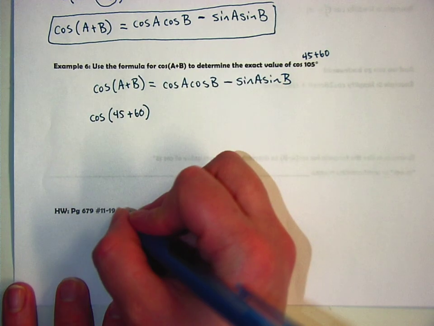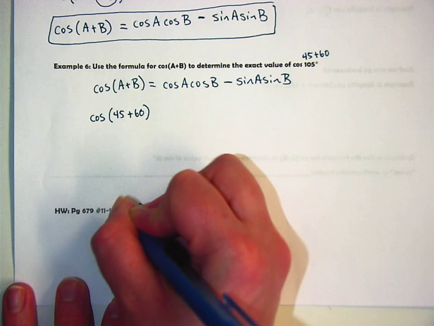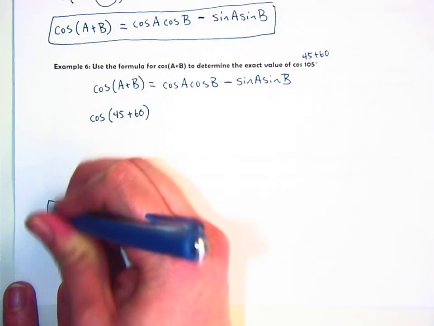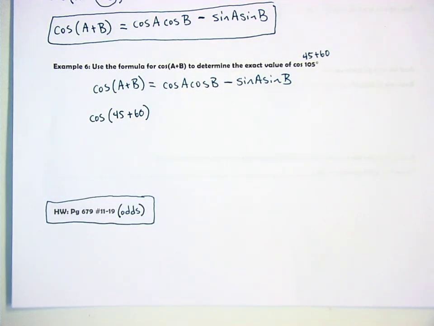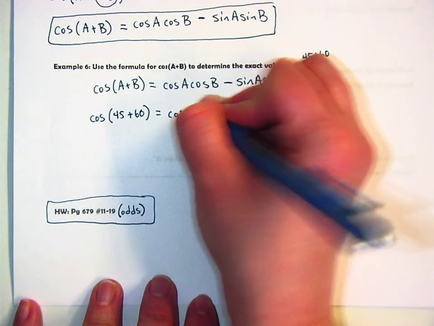And then you know what? I'm going to cut this assignment in half, because you guys did a great job today and nobody wants to do a lot of homework. So please change the homework assignment on the bottom from page 679, 11 through 19 to 11 through 19 odds instead. All right, talk to your partner, try to get this one right.